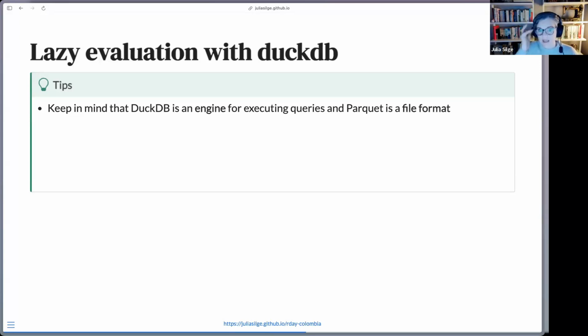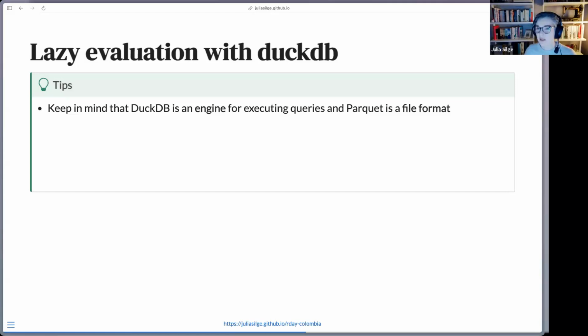DuckDB is an engine for executing queries. Think of the analogy as being like dplyr. In fact, you saw we could write dplyr code to use DuckDB. So DuckDB is an engine for doing various kinds of queries like group by, summarize, things like that. Parquet is a file format like CSV or RDS or docx. It's a way of storing stuff on disk.